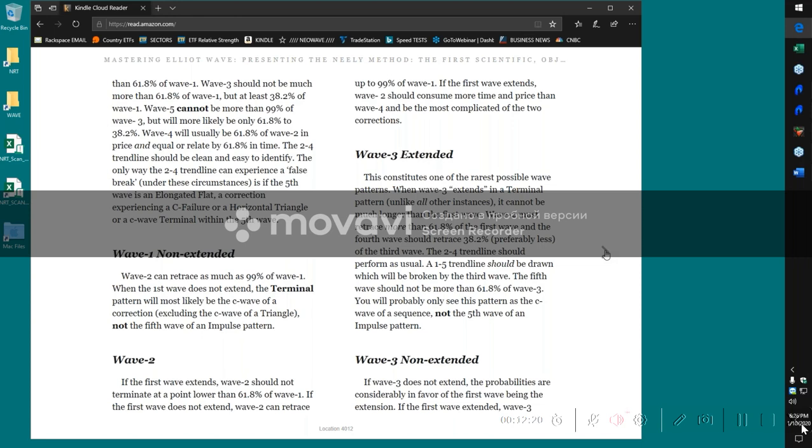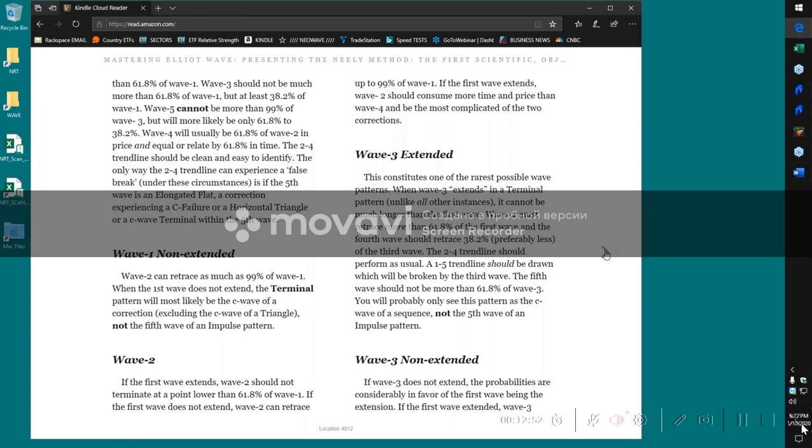And the concept of extension isn't adhered to the same way it is in a normal 5-wave move. An extended wave in a terminal might be just 138%, or just a little bit longer than the next longest wave. So extension rules don't apply to terminals the way they do to other 5-wave moves. It's just whatever wave is the longest would be the extended wave. It's allowed to be 161%. It could even be maybe 200% of the next longest wave, but it doesn't have to be.